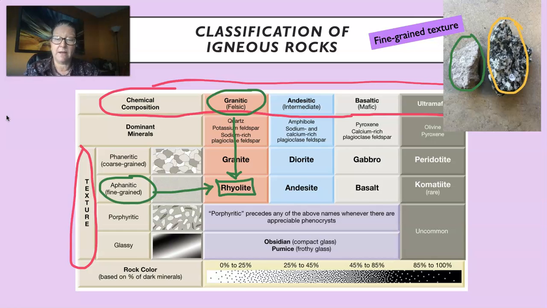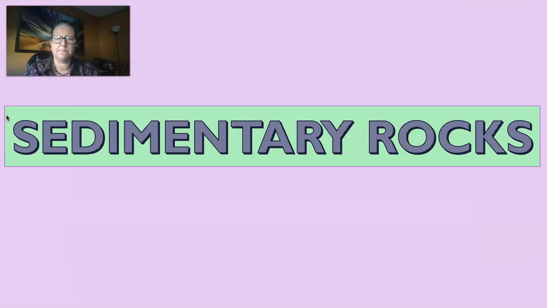The rock next to it, I-17, has about 50-50 dark and light minerals, so we're going to call that intermediate in composition. It's a coarse-grained rock. We can see the actual minerals, so I'm going to circle coarse-grained. And where those two intersect tells us that we have diorite. So that's how you use this igneous classification chart.